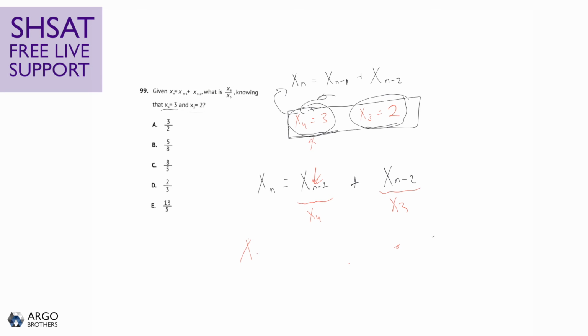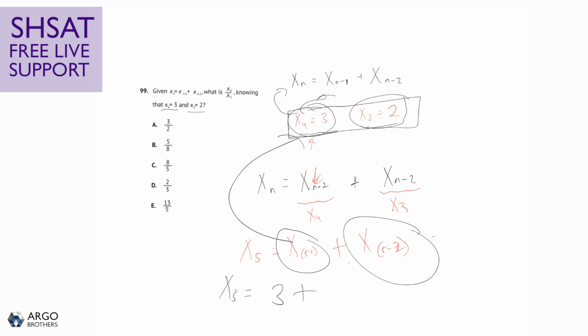So x sub 5 is equal to x sub 5 minus 1, which is just 4, plus x sub 5 minus 2, which is 3, and that works out perfectly. Now take a look at it. x sub 5 is equal to x sub 4, which is 3, plus x sub 3, which is 2. So now I know that x sub 5 is equal to 5. This is very important.